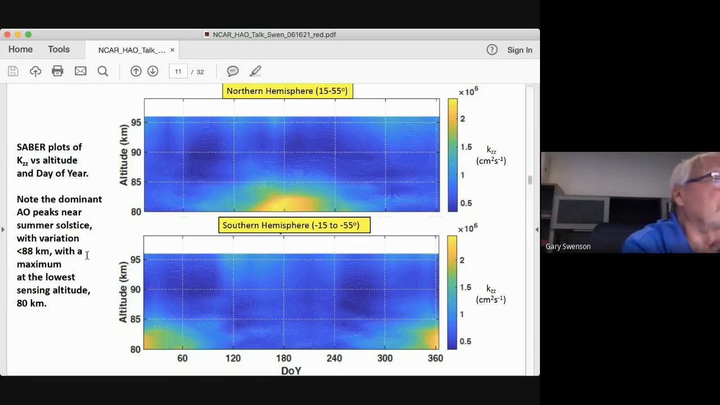But this is the result with a linear scale of KZZ. And of course, we in atmospheric dynamics look at this and say, wow, that's an annual oscillation, and that's all I see. And of course, it's symmetric. The northern hemisphere summer has the maximum up near 2 times 10 to the 6th, with a maximum below 85 kilometers. And the southern hemisphere summer is also the same. It's very much a mirror of what we see as a function of day of year.